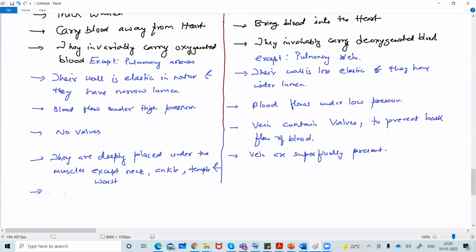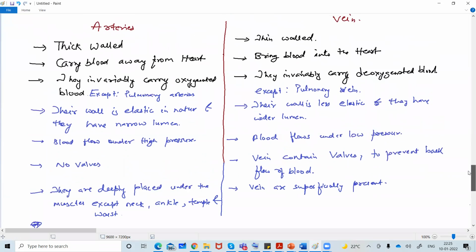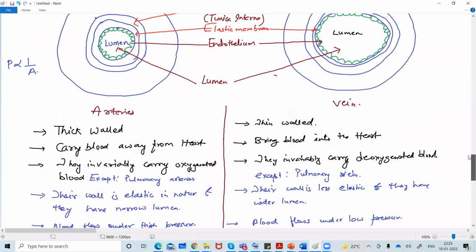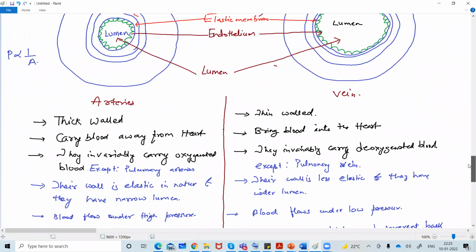What next? Blood flow. Blood flows under high pressure. The speed is very high because there is no valve. So we have already discussed that. So that's it about the structure of the arteries and veins and the difference.